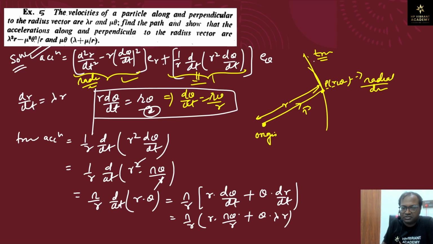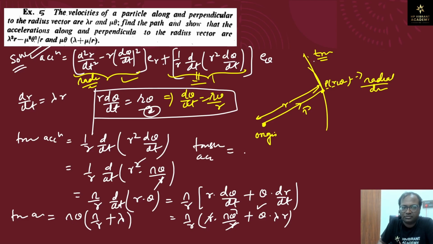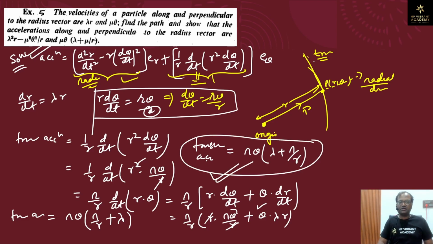So let us take θ outside. The transverse acceleration is equal to μθ, this gets cancelled, so μθ into (μ/r plus, taking θ outside, and with r in the denominator this gets cancelled, so plus λ). So μ/r plus λ. So the transverse acceleration is equal to μθ (λ plus μ/r). This is the transverse acceleration. Okay.